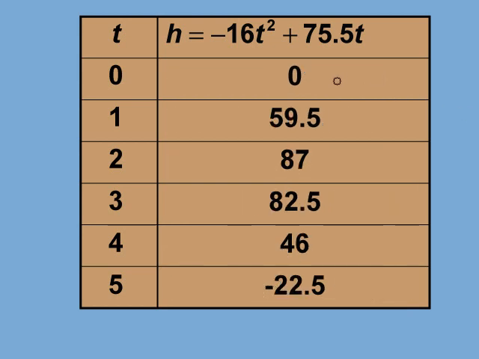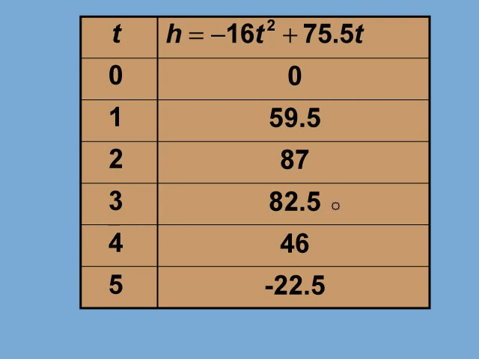At t equals 0, the ball is at ground level. After 1 second, the ball is already 59.5 feet up in the air. As you can see, its initial speed of 75.5 feet per second pushes the ball upward quickly. After 2 seconds, the ball is still higher, but not quite as high as the first second launch. In other words, the ball is slowing down.